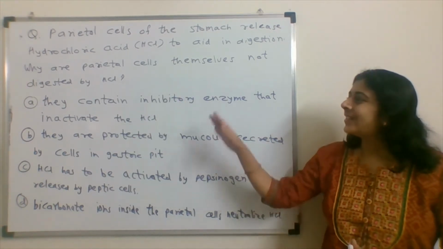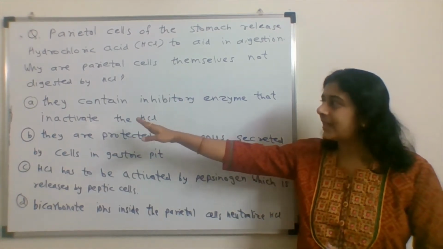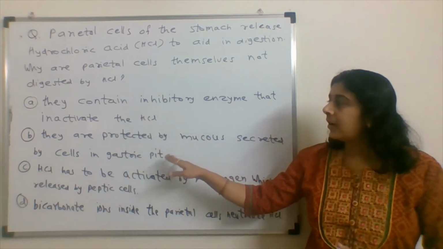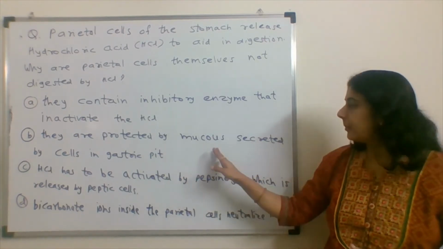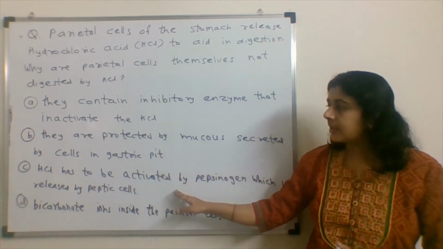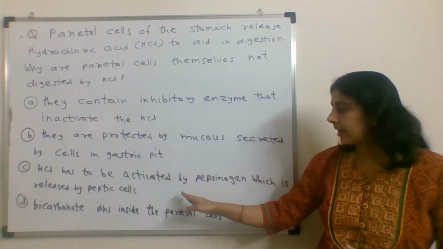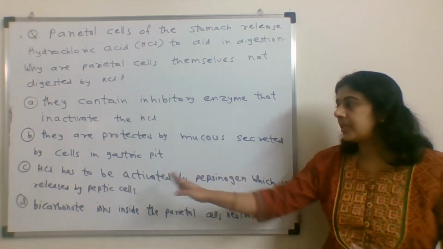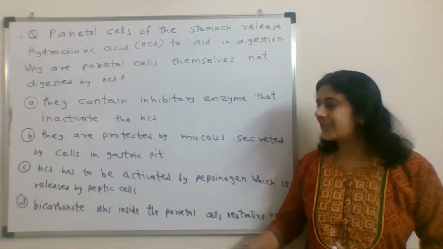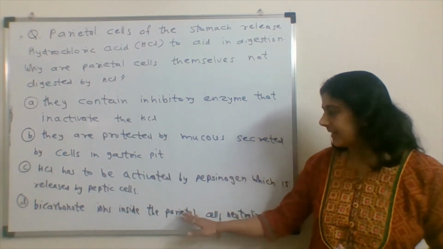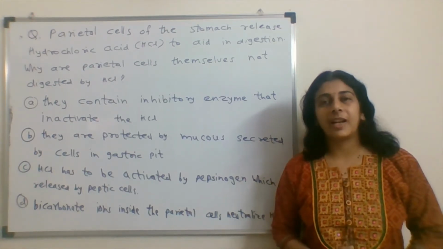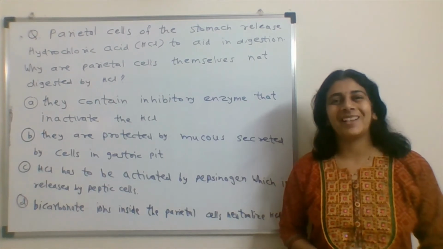Okay, the options given are: first, they contain inhibitory enzyme that inactivate the HCl, or second, they are protected by mucus secreted by cells in gastric pit. Third option says HCl has to be activated by pepsinogen, which is released by peptic cells. And the last option says bicarbonate ions inside the parietal cells neutralize HCl. So let's see what are parietal cells, how they function to find the answer.